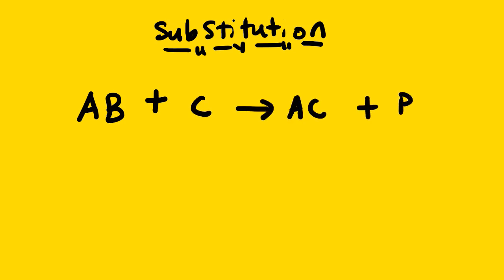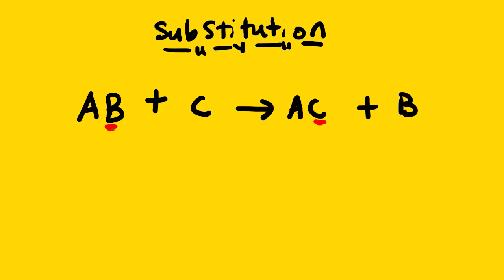So let's say we have a substance AB reacting with C to form AC plus B. You can clearly see that where B was, we actually have C, so we have substituted B with C. Some would say it's a single displacement reaction.